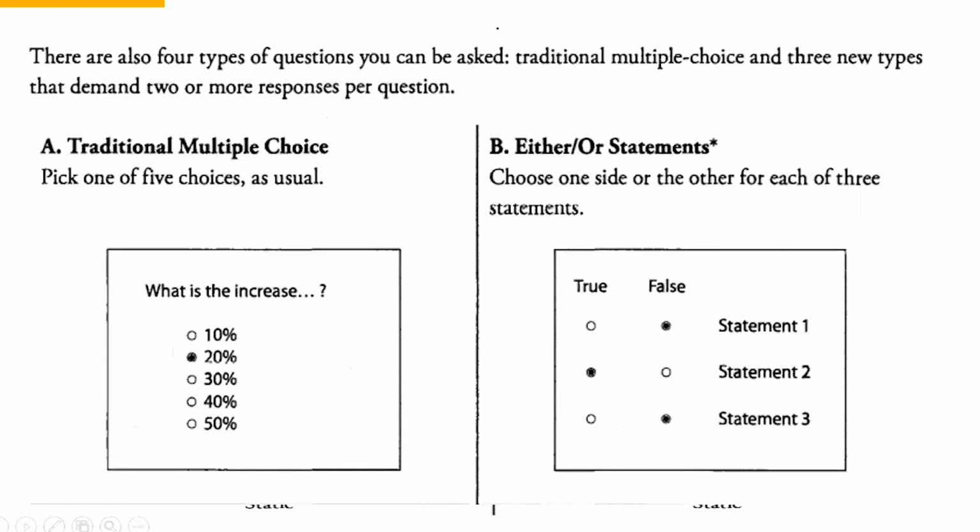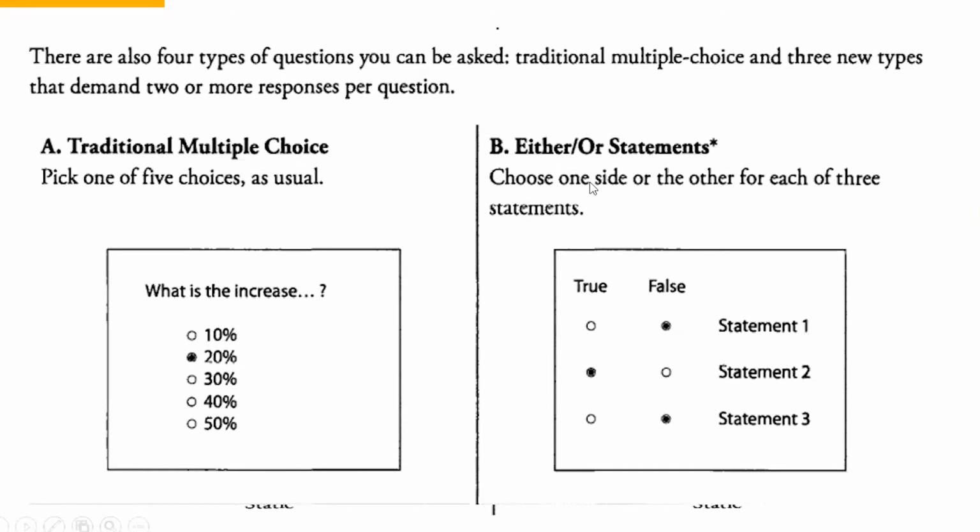Now there are different types of responses that we can mark. The first one is traditional multiple choice that we usually see in our schooling as well. A multiple choice is given, with some options listed. One of the 5 options will be the right one. This is a usual question.